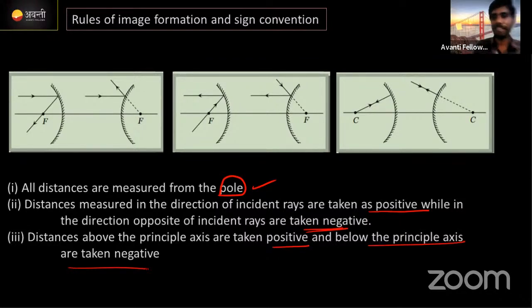Below the principal axis means, guys, actually look here. Look here, there is an object. From the object there is a ray which is incident on this concave mirror parallel to the principal axis. Then it passes through the focus. Correct enough. Next, another ray. I will explain in another figure. Look.